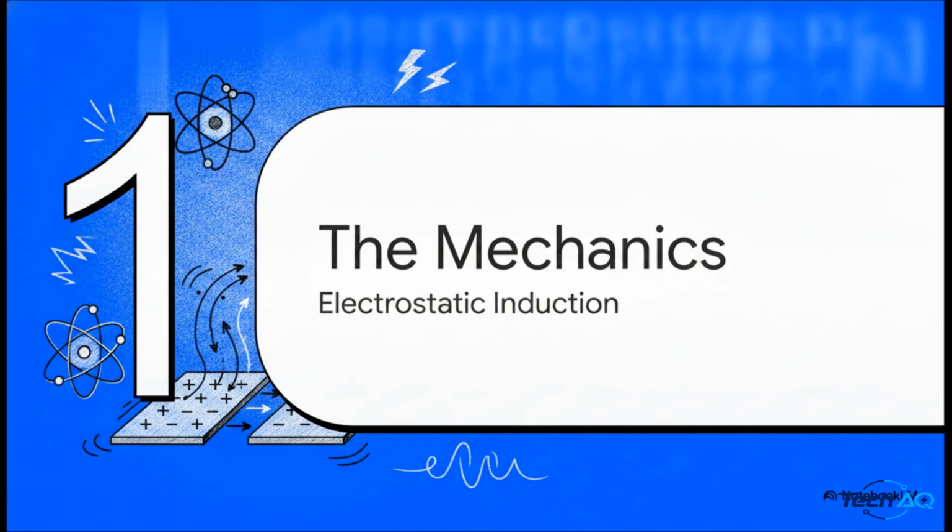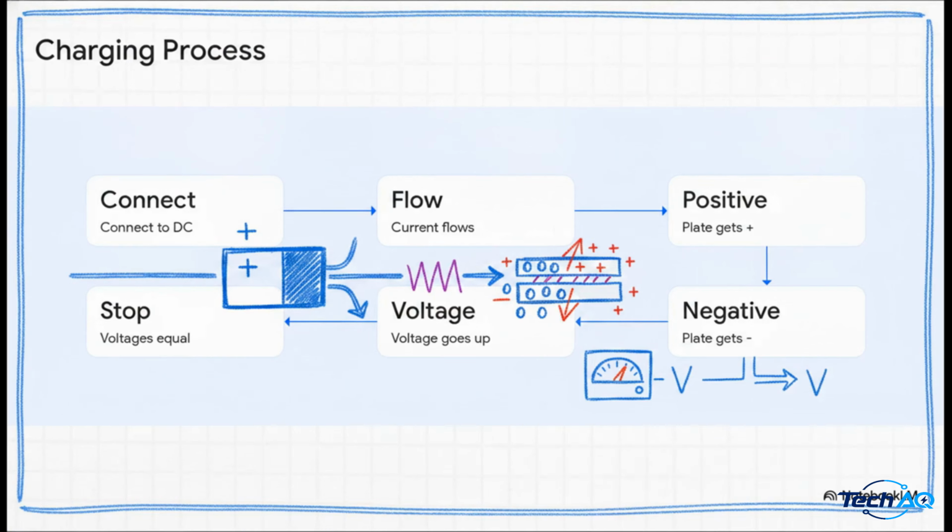Moving on to Section 1, the mechanics of electrostatic induction. Okay, let's zoom in and see how this actually builds step by step while charging. First, you connect your capacitor to a direct current, or DC, source. Current starts flowing, but because of that insulating dielectric in the middle, the current can't jump the gap. It hits a wall. So electrons start piling up on one plate, making it negatively charged.